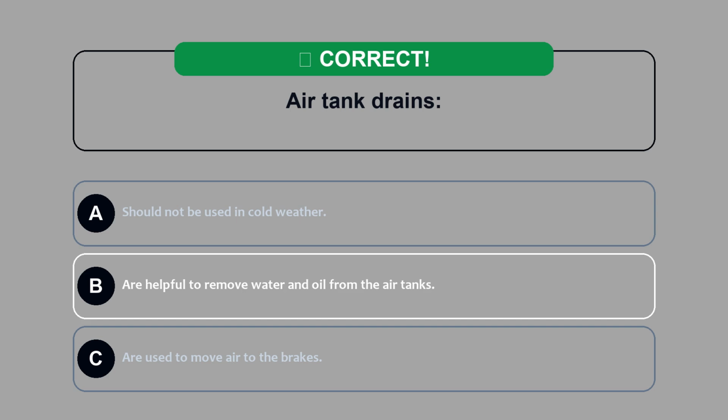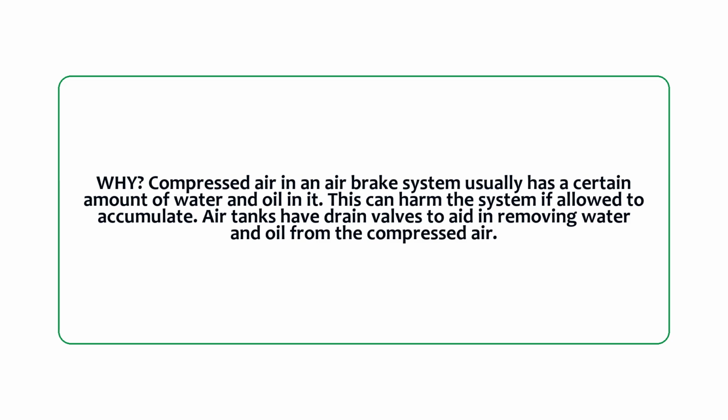The correct answer is option B, are helpful to remove water and oil from the air tanks. Explanation. Compressed air in an air brake system usually has a certain amount of water and oil in it. This can harm the system if allowed to accumulate. Air tanks have drain valves to aid in removing water and oil from the compressed air.